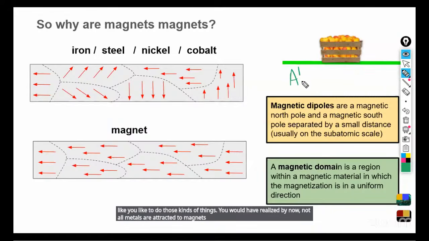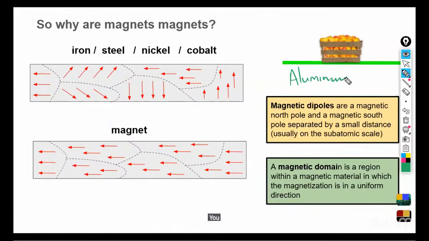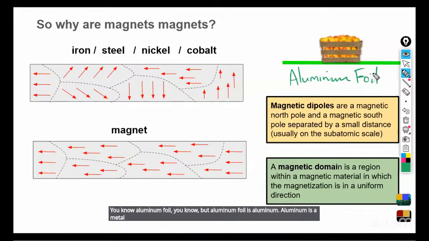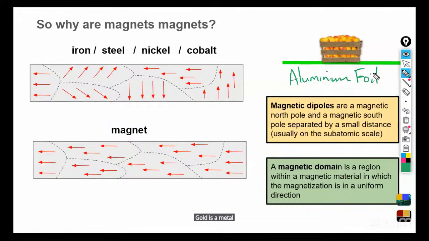Like aluminum. You know aluminum foil? Well, aluminum foil is aluminum. Aluminum is a metal. Magnets are not attracted to aluminum. Gold is a metal. A magnet doesn't attract gold. Silver is a metal. Magnets could care less about silver.